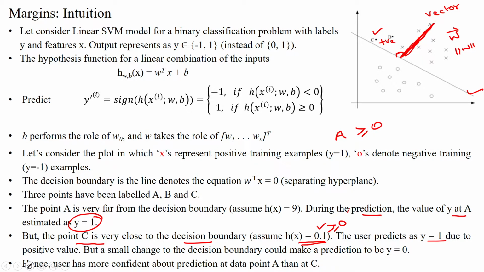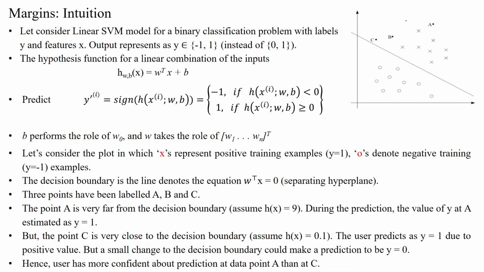Now suppose our hyperplane slightly changes in the next forthcoming iterations, and it comes like this. Here the data point is appearing below the hyperplane, so its value is less than 0. This data point is appearing in the position of less than 0, so it is now in the negative class. That small change to the decision boundary makes the prediction the negative class.